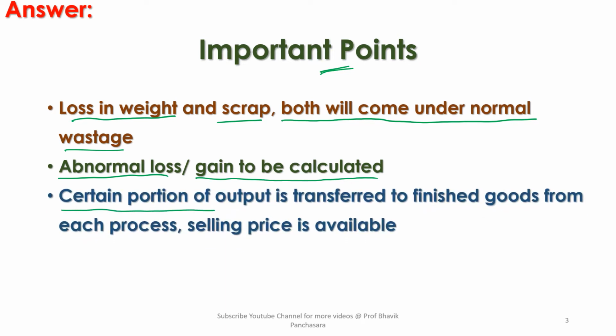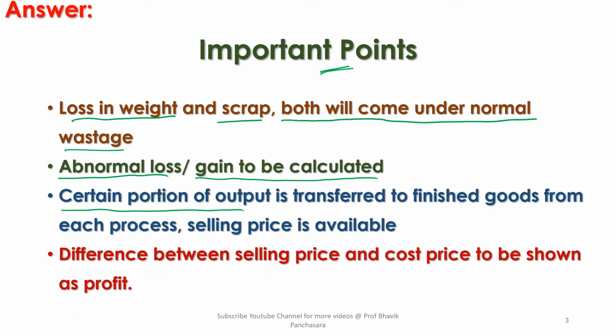Then a certain portion of output is transferred to finished goods along with the transfer to the next process, and the selling price of this transfer to finished goods is also available. But obviously the difference between selling price and cost price is to be shown as a profit when selling price is higher than cost price, or else vice versa.